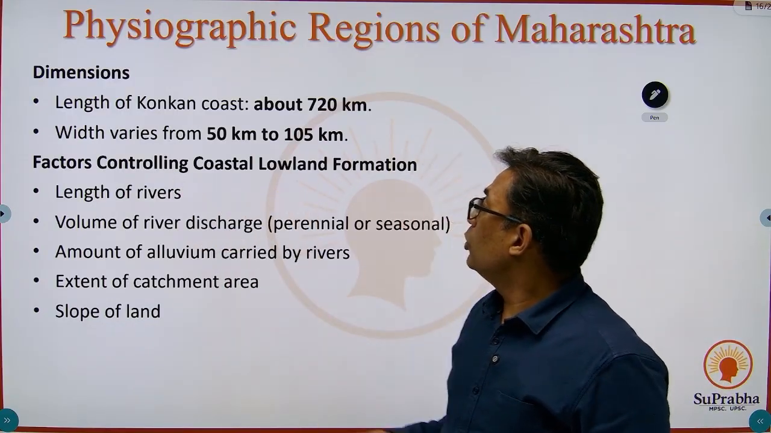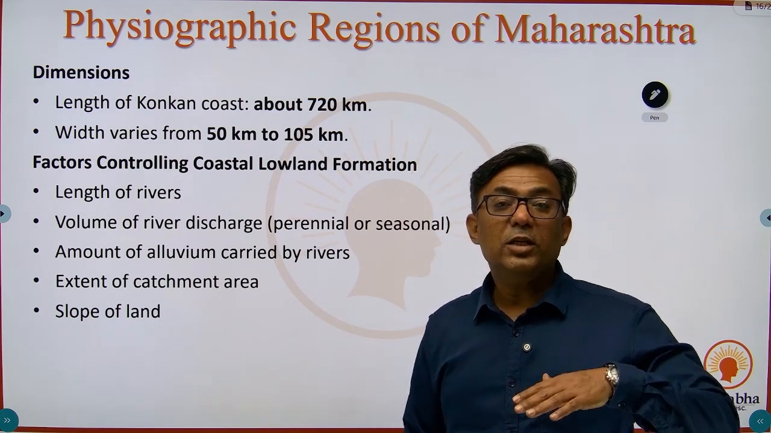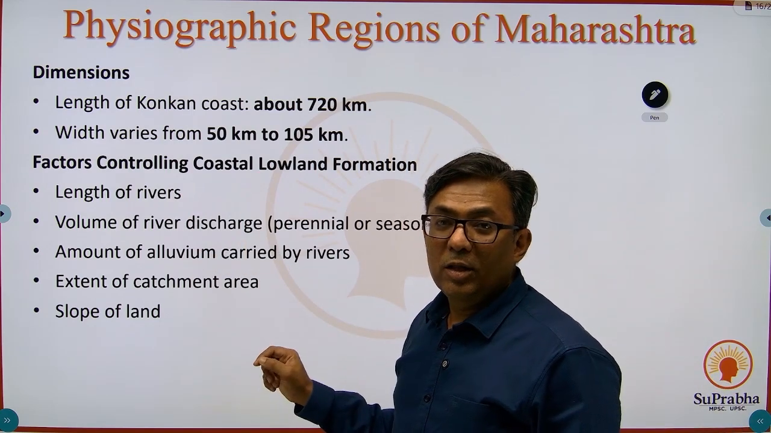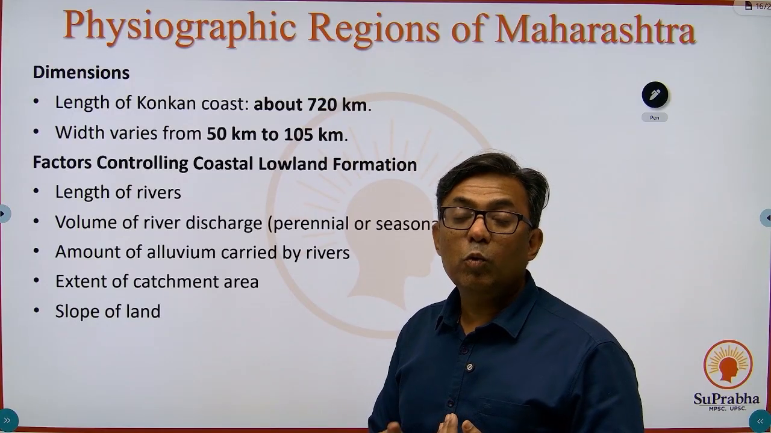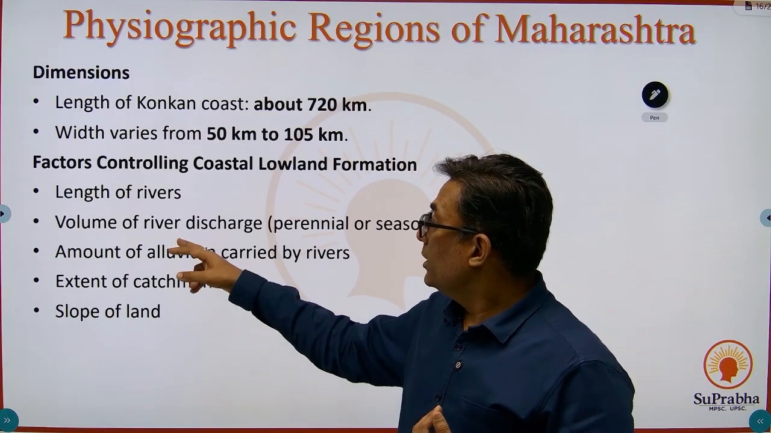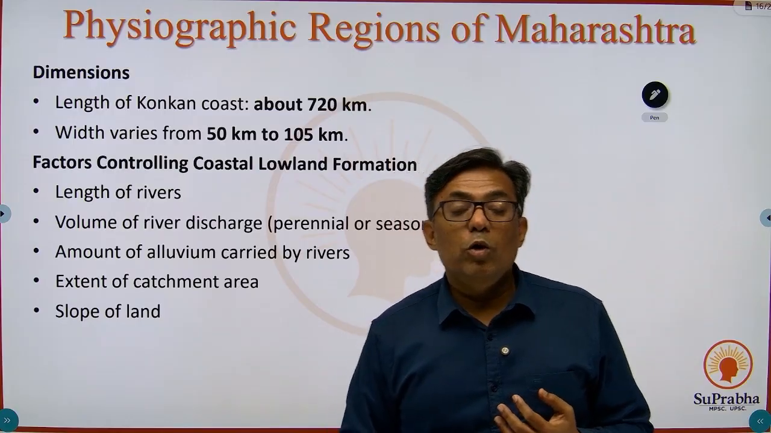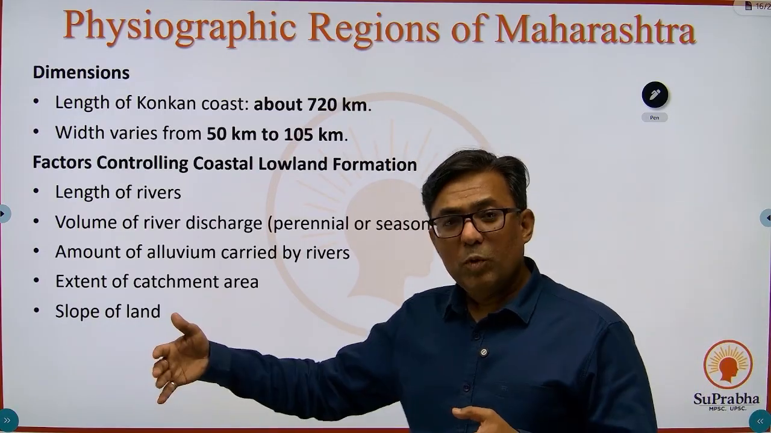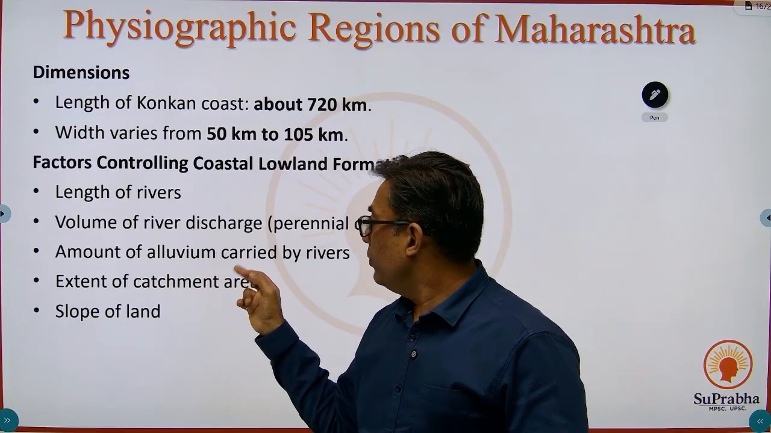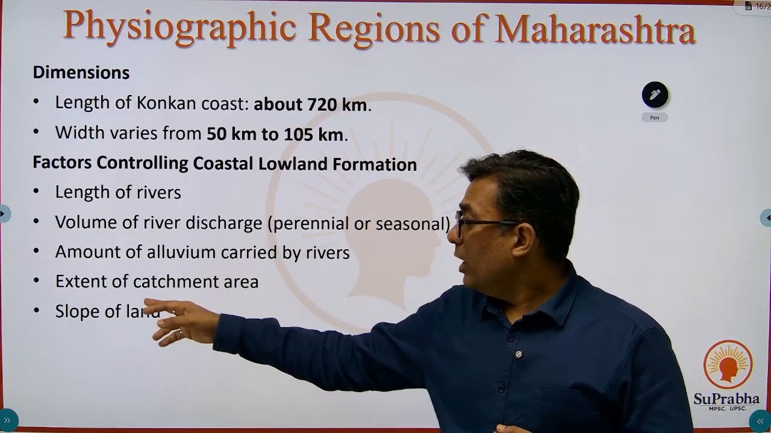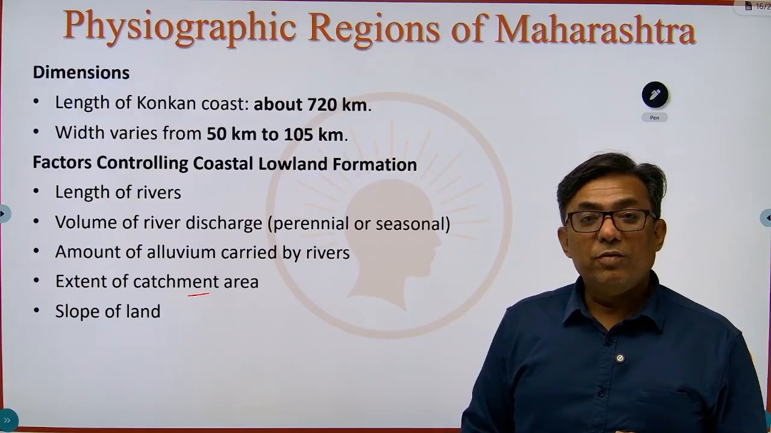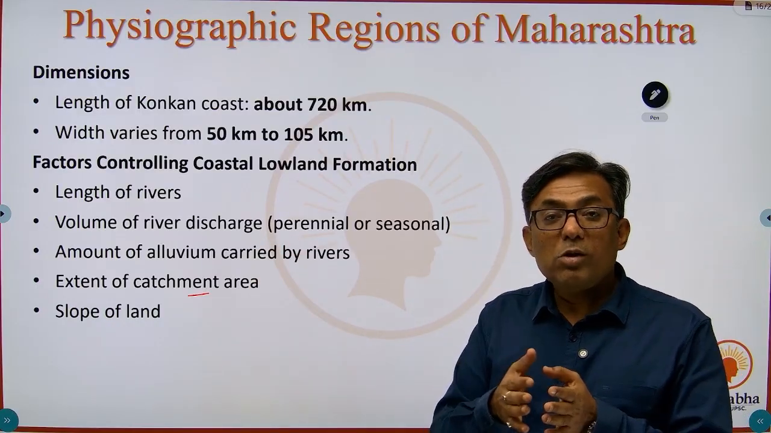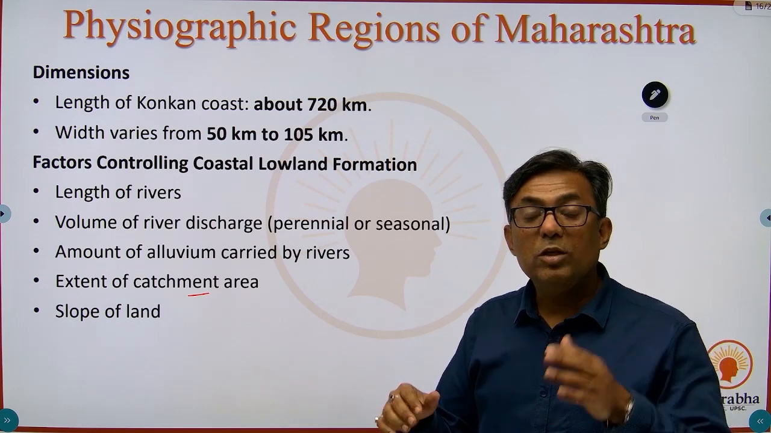Factors which control the coastal lowland formation. These are depositional features. So what you have is the length of the rivers. This is one factor. The more the length of the river, the more the deposition. Second, the volume of the river discharge. The more the volume of the river discharge, the more the deposition, and the alluvial plain is going to be broader over there. Amount of alluvium carried by rivers. Extent of the catchment area of the rivers. Again, if all these are more, the coastal plain is going to be broader and thicker because the deposition is going to be more.